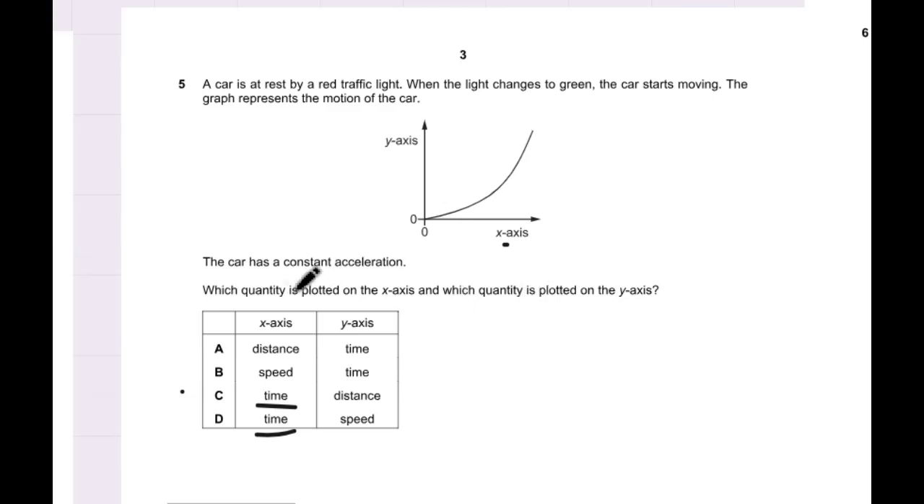Now since we are getting constant acceleration, the y-axis cannot be speed, because if the acceleration is constant, the gradient of the speed-time graph should have been a straight line. But here we can see that the gradient is increasing. Therefore the answer is C. The x-axis is time and the y-axis is distance.